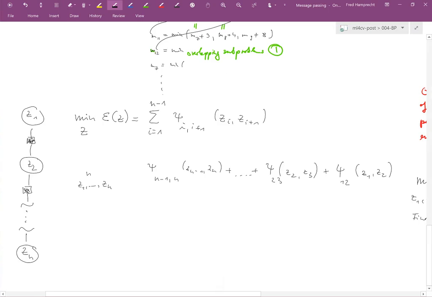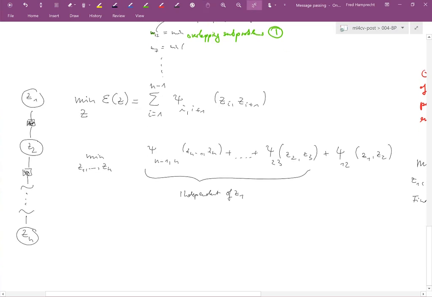And now when we perform this minimization, we see that if we want to minimize over Z1, for example, all of these terms here are independent of Z1. So that means I can pull in my minimization operator. I can say the minimum over Z1, I find it just over this term here.